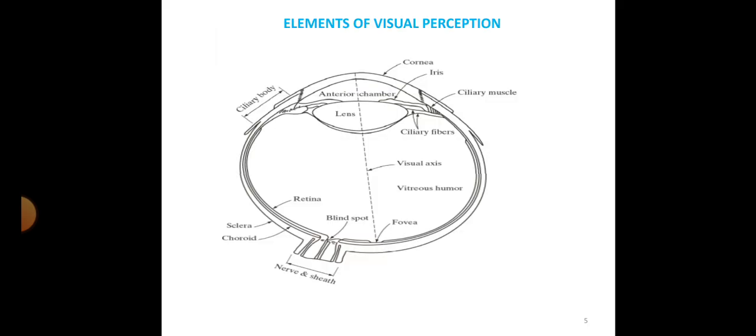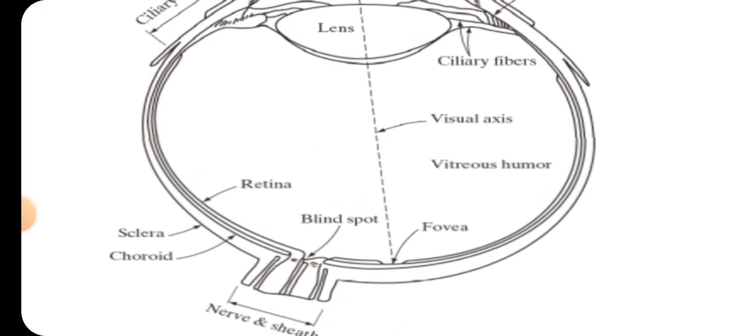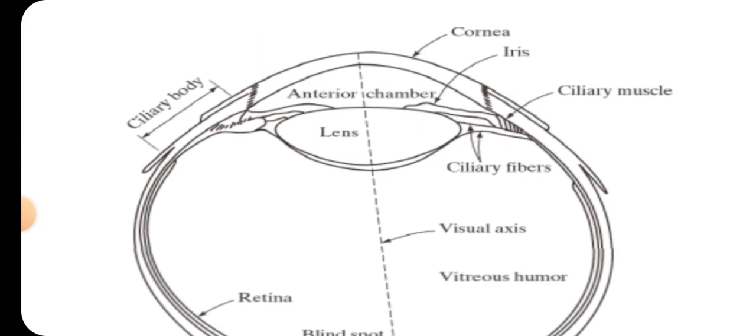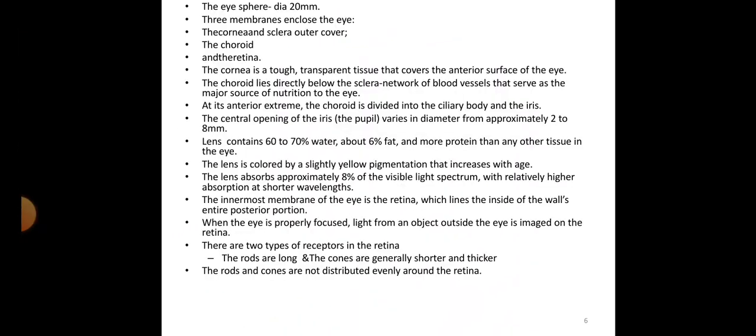Here, this is the cross section of the eye. We have the retina, blind spot, fovea, lens system, cornea and iris, all of which are parts of the cross section. The eye sphere diameter is about 20 mm. Three membranes enclose the eye. Then we have two types of cells.